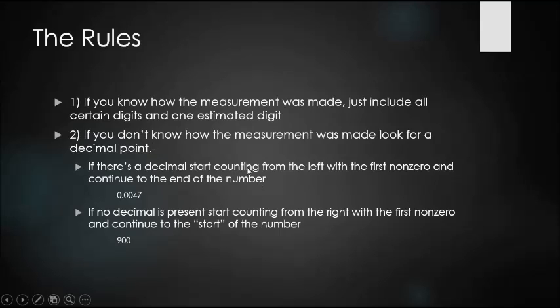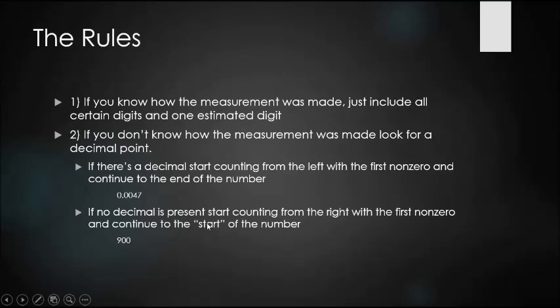If you don't know how the measurement was made, you need to look for a decimal point. So, first, if there is a decimal point, start counting from the left with the first non-zero and continue to the end of the number. So with this example, we'd start counting. Here's our first non-zero, the 4. So 1, 2. So this number here has 2 significant digits.